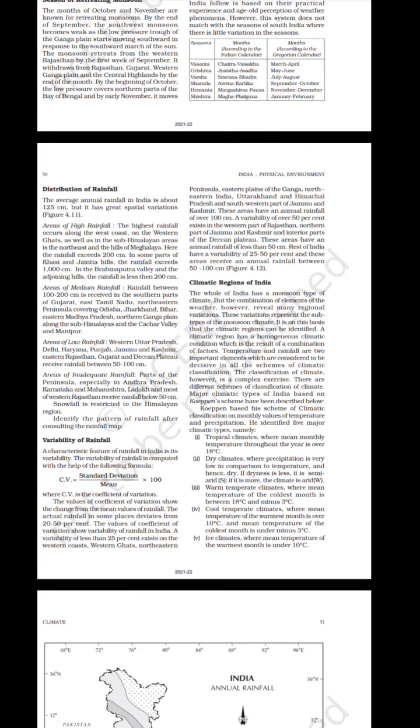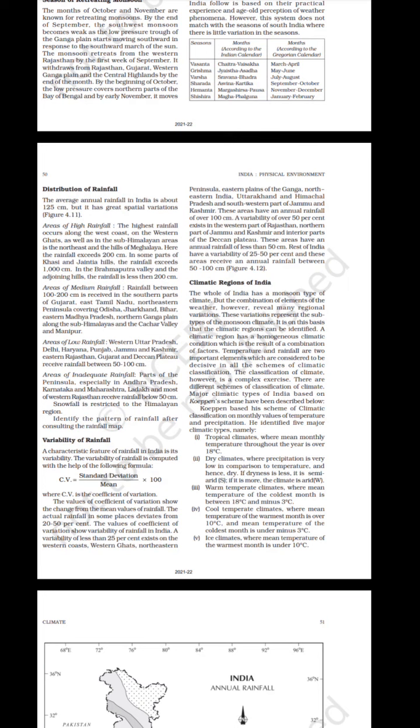Areas of medium rainfall. Rainfall between 100 to 200 centimeters is received in the southern parts of Gujarat, East Tamil Nadu, the northeastern peninsula covering Odisha, Jharkhand, Bihar, eastern Madhya Pradesh, the northern Ganga plain along the sub-Himalayas, and the Cachar valley and Manipur. Areas of low rainfall. Western Uttar Pradesh, Delhi, Haryana, Punjab, Jammu and Kashmir, eastern Rajasthan, Gujarat and the Deccan Plateau receive rainfall between 50 to 100 centimeters.